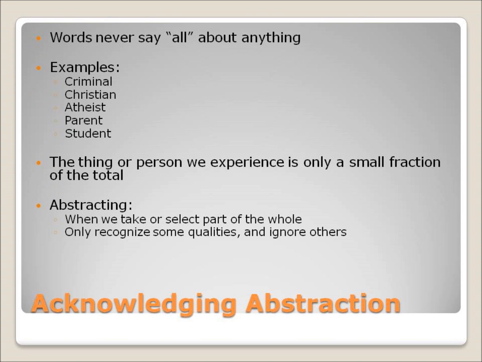The thing or person we experience is only a small fraction of the total. Abstracting occurs when we take or select parts of a whole. Abstracting means that we only recognize some parts or qualities of an event, object, or person.